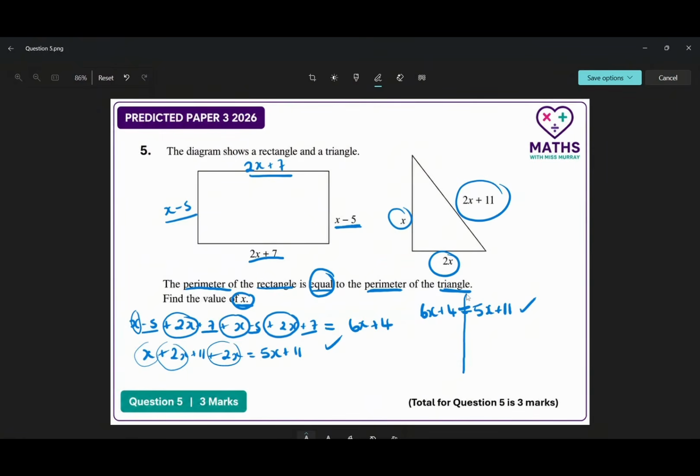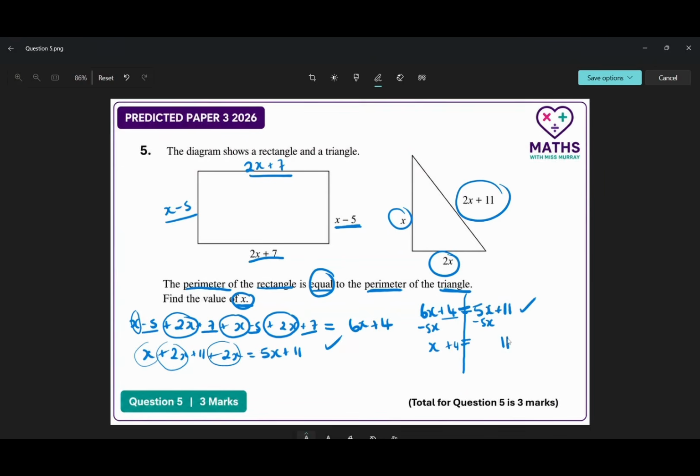So I've got x's on both sides. So I'm going to get rid of the smallest x. I'm going to subtract 5x from here. If I subtract it from the left, I also subtract it from the right. 6x take away 5x is just x. I've still got my plus 4. 5x take 5x is nothing, which is what I wanted. I wanted to get rid of it, and then I've got my 11 left over here.